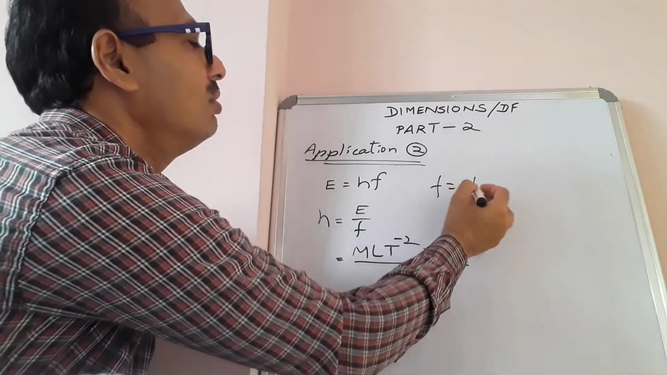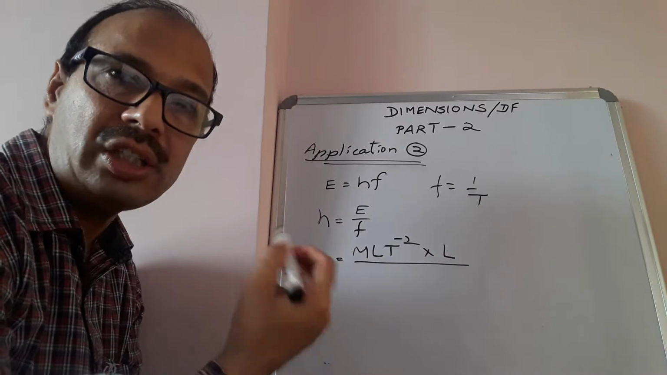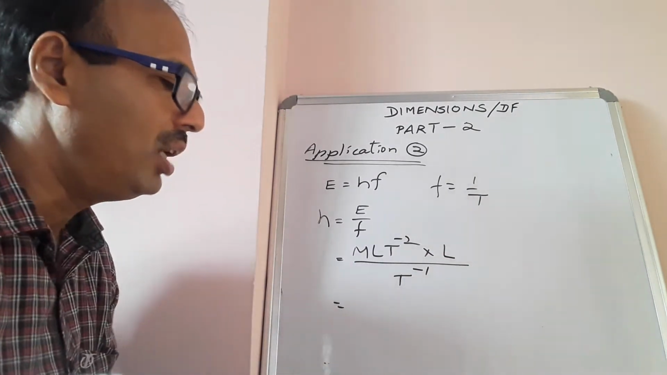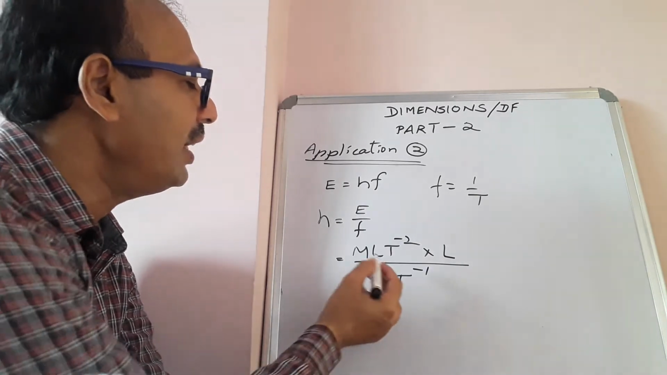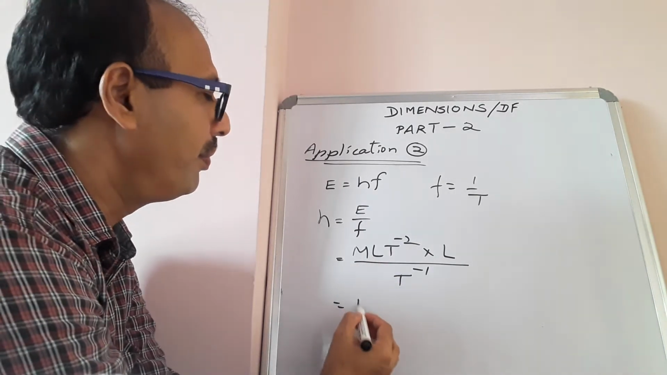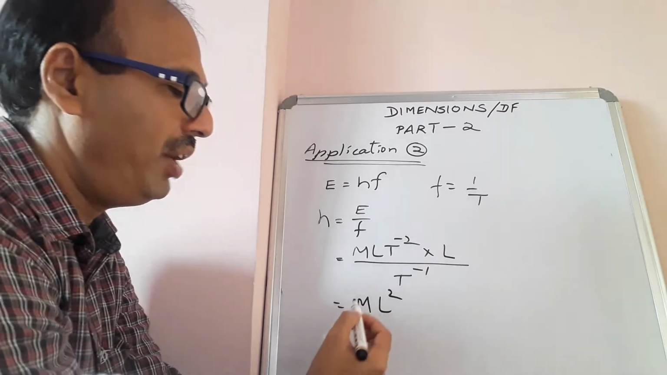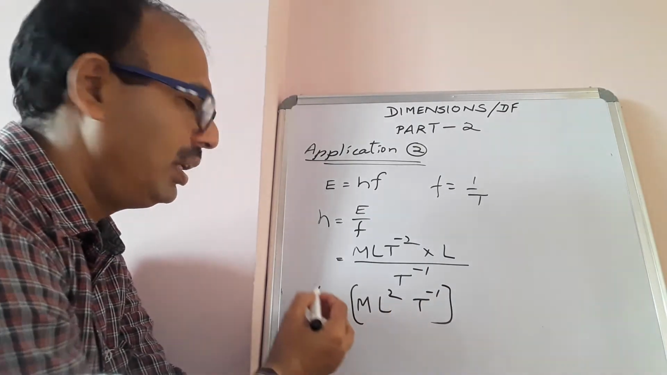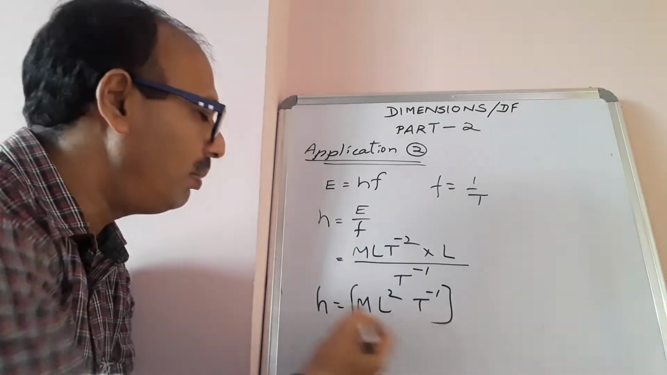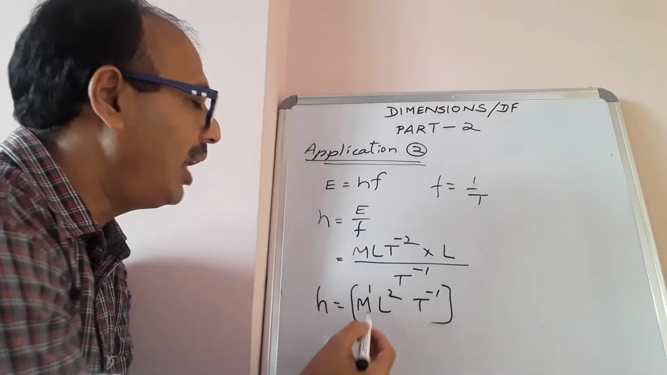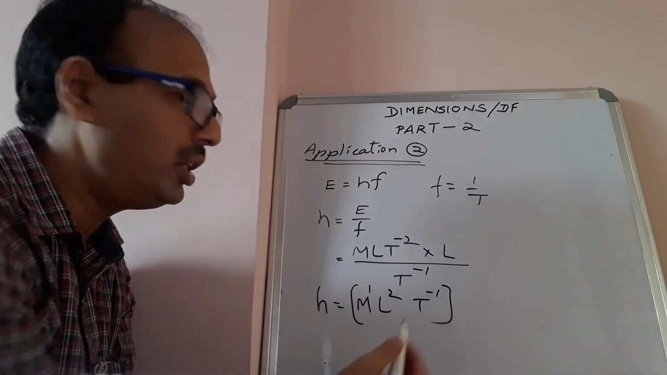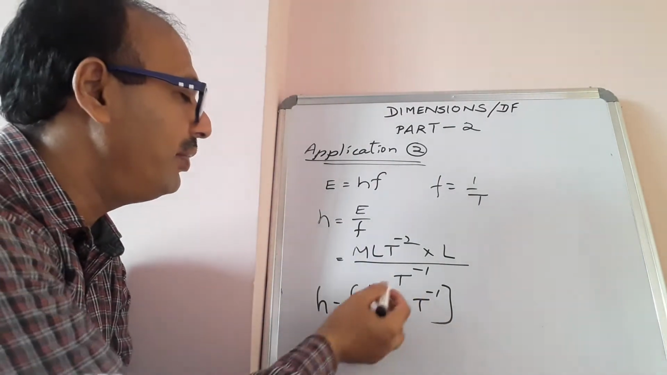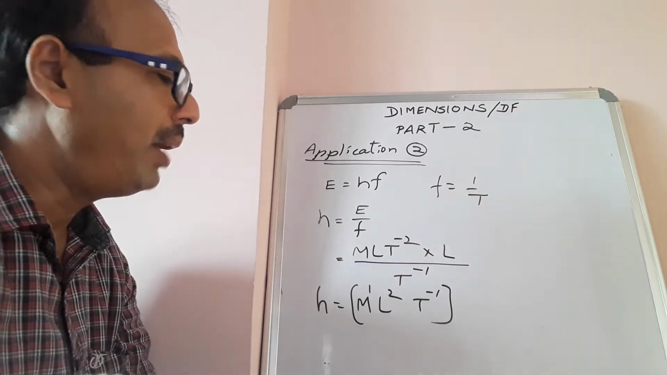Frequency is 1 by time, so that is T power minus 1. So if you write T power minus 1, you will get M L square T power minus 1. This is the dimension formula of Planck's constant, and the dimensions of the base quantities related to this are mass 1, length 2, time minus 1.